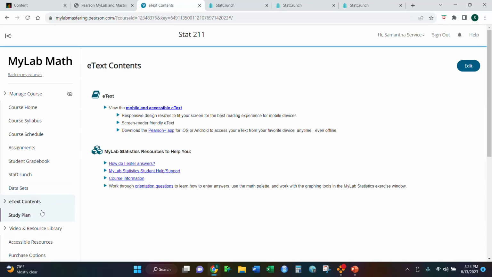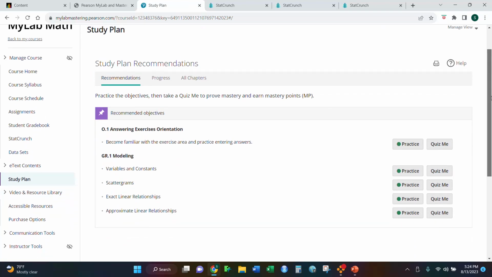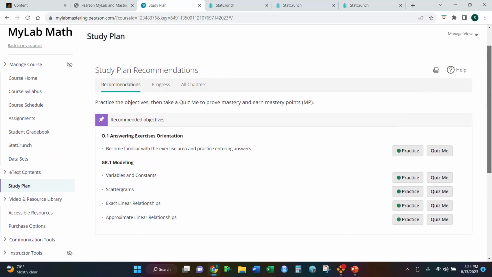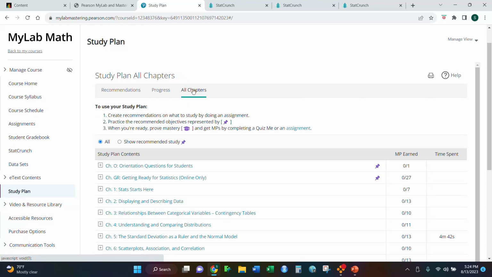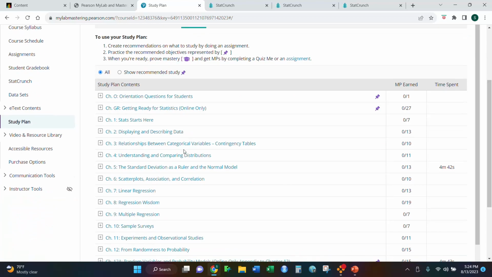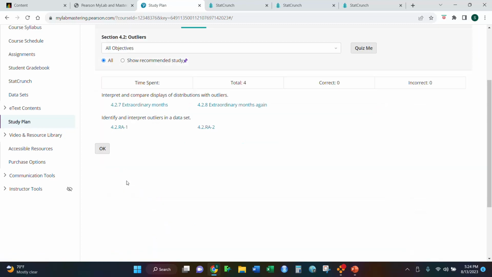Under the e-text contents, there is something called study plan. If you feel you need more practice than what I have provided for your homework, you can always go to the study plan. You select the option for all chapters, and say you really need help on chapter 4, and you're really struggling with outliers. You can select outliers and it gives you more problems to practice with. The study plan doesn't hurt or affect your grade in any way, shape, or form. It's just there if you need more assistance.